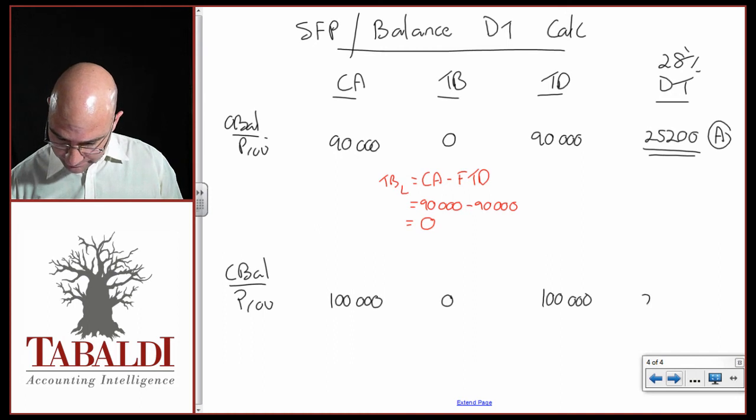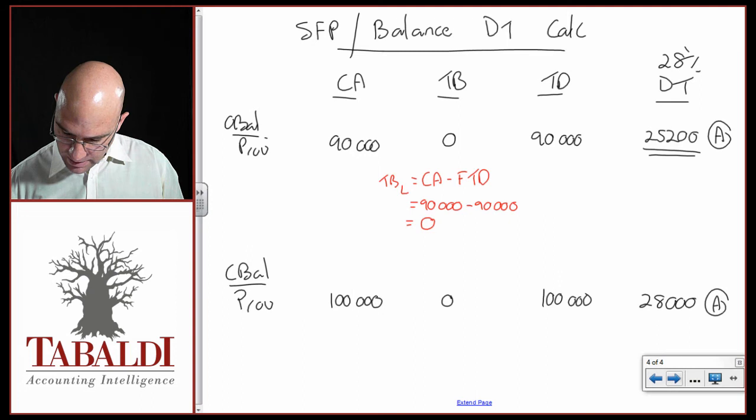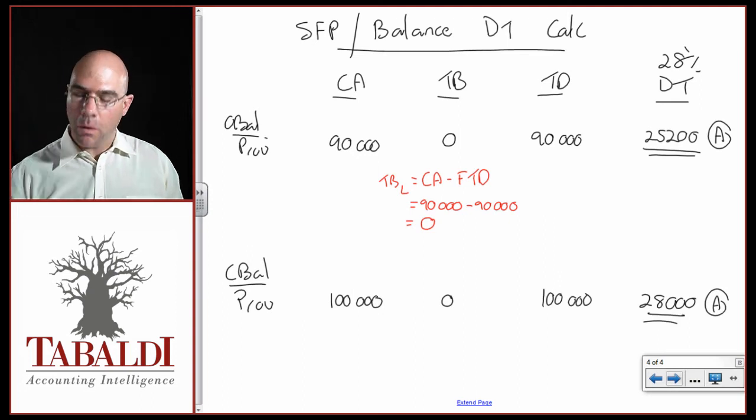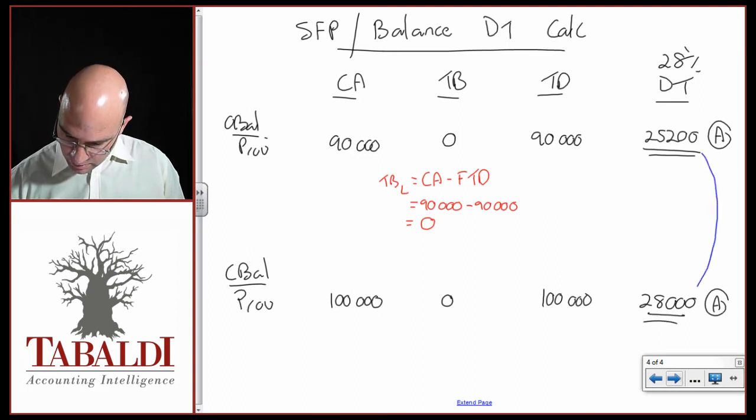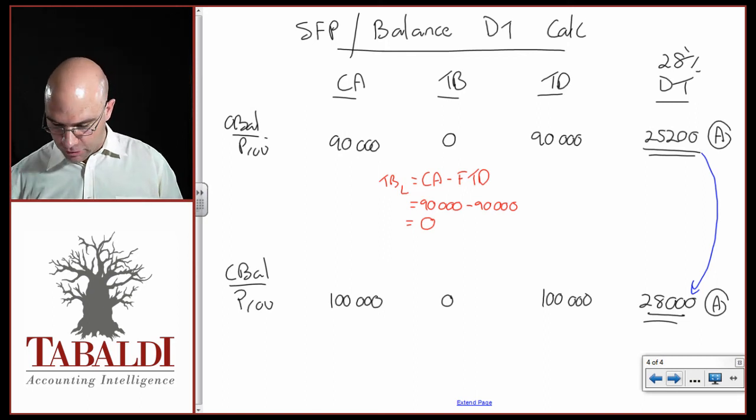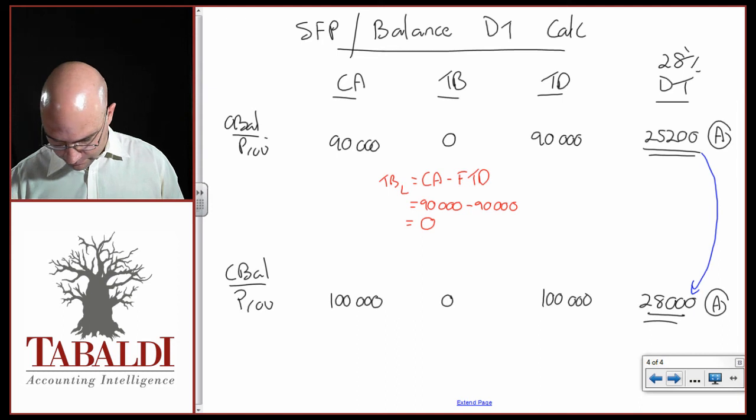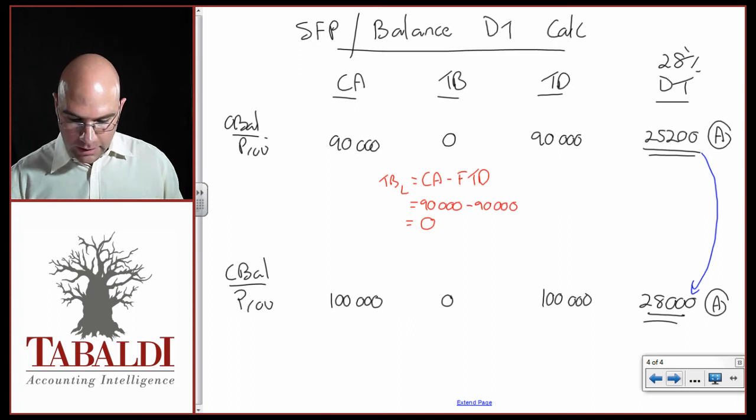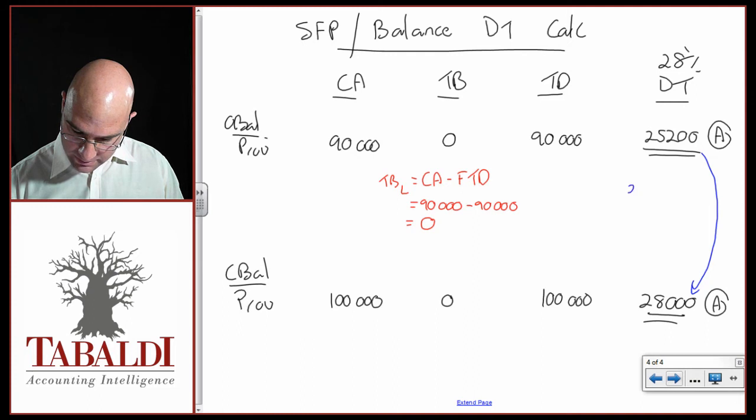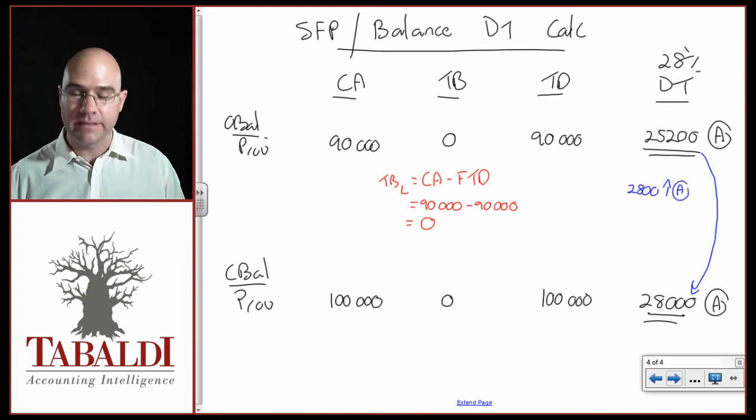Temporary difference now is 100,000 deductible temporary difference balance. Deferred tax on that, 28,000 deferred tax asset. What am I worried about? The movement. So what happened? The 28,000 minus the 25,200. So 28,000 minus 25,200 equals a 2,800.